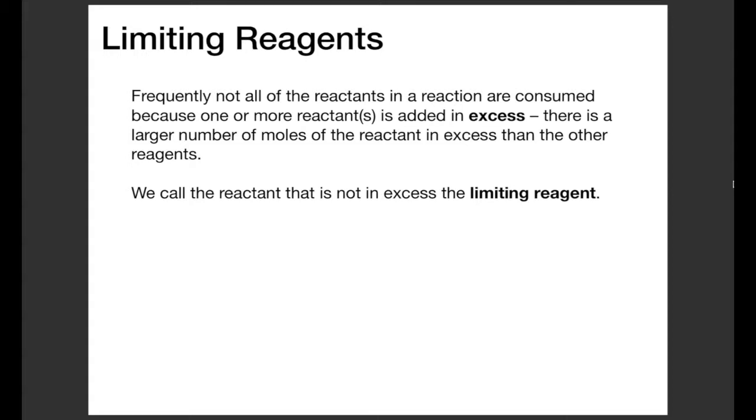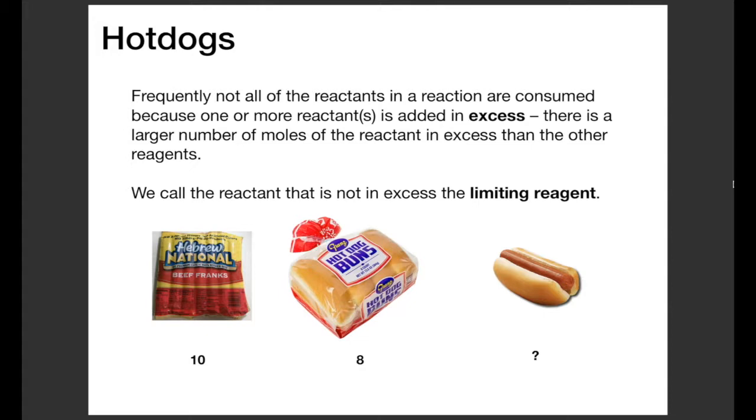In this video, I'll be making a very simple analogy to chemical reactions, making hot dogs and hamburgers. I will then use a chemical example to emphasize these points. Let's say that we have a package of beef franks and a package of hot dog buns. Each package of beef franks contains 10 beef franks. Each package of hot dog buns contains 8 buns.